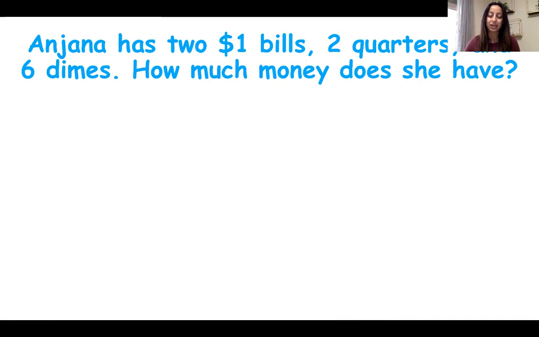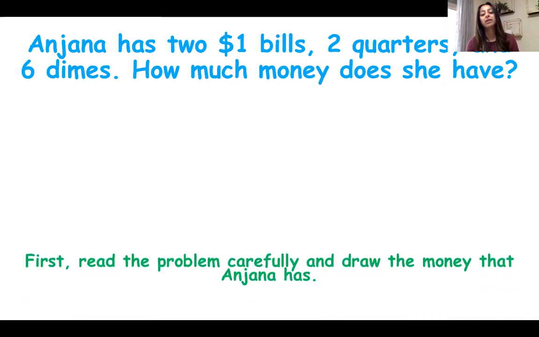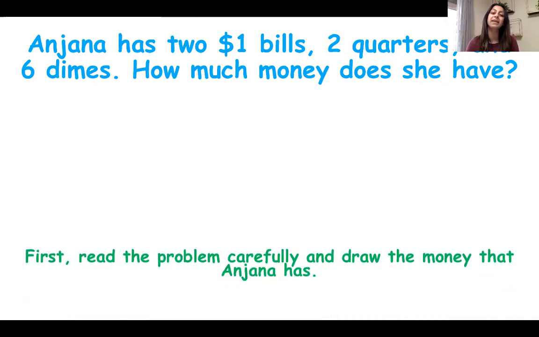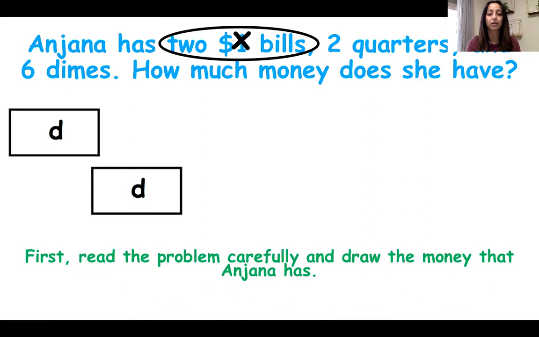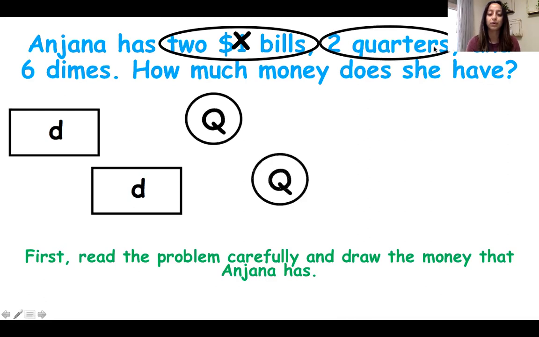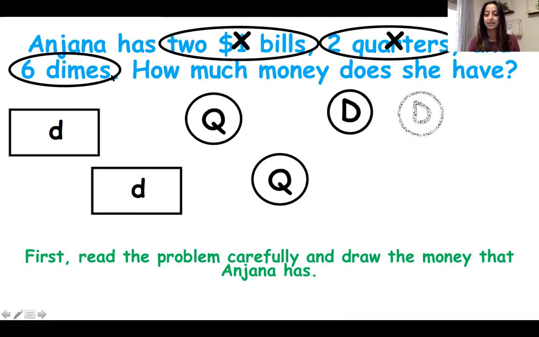All right, let's check our work. So first we read the problem, circle all the money, and then draw it. Anjana has 2 $1 bills, so there are my 2 $1 bills. Cross that out so I know I drew my 2 $1 bills. Then it says 2 quarters. So I draw my 2 quarters, and then I cross that out so I know I drew my 2 quarters. 6 dimes. Circle that. Draw my 6 dimes.